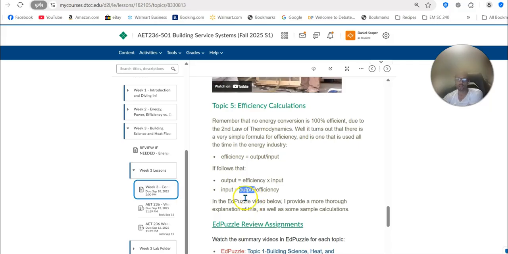So you calculate the output, which is your heating load, and then if you know the efficiency of your furnace, all you need to do is take that output, which is again how much heat in BTUs I need to provide all the heat for my space, and then divide that by the efficiency, and that'll tell me how many BTUs of input I need to provide that output.